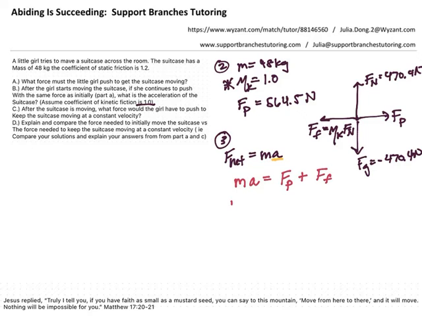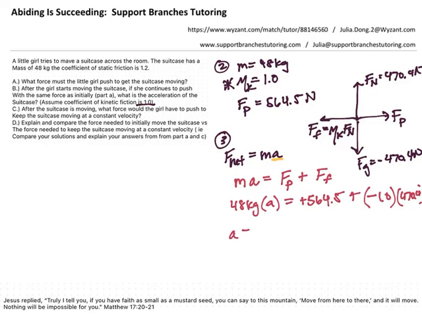So we know that the mass is 48 kilograms. Acceleration, we don't know. The force of the push, we have as a positive 564.5. And we would have the force of friction here. We're going to need to put in a negative because it's in the negative direction. 1.0 for our mu times the normal force, which is 470.4.